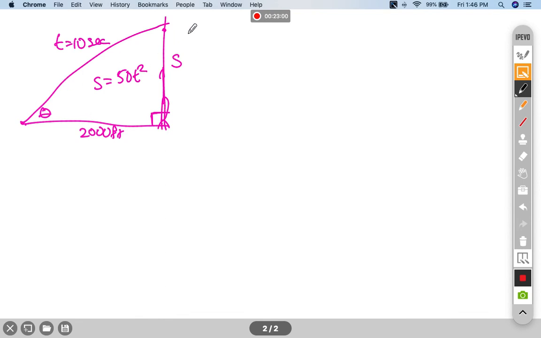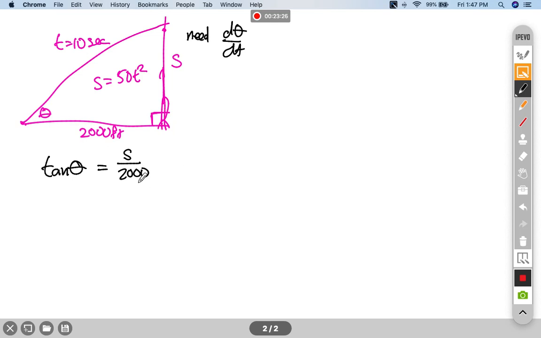Okay, so we need d theta dt. So I need an equation involving theta. When I look at this, it's a right triangle. The obvious one would be the tangent of theta equals opposite over adjacent.